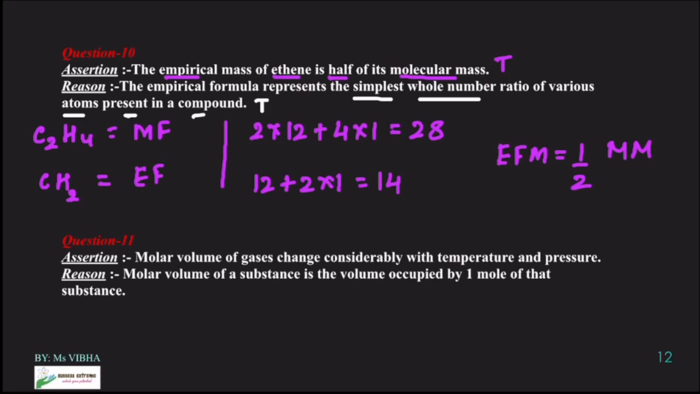Of course, this is true. Now we have to find whether the option that we need to pick is option A or option B. To choose between A and B, we have to write "because" in between and read both statements together. That is, the empirical mass of ethene is half of its molecular mass because the empirical formula represents the simplest whole number ratio of various atoms present in the compound. Yes, it makes sense. So the option for question number 10 is A.